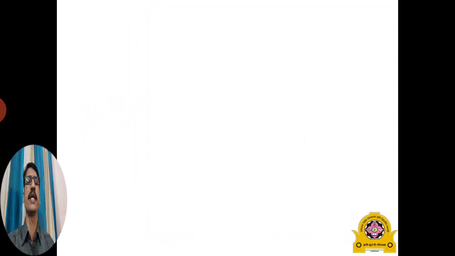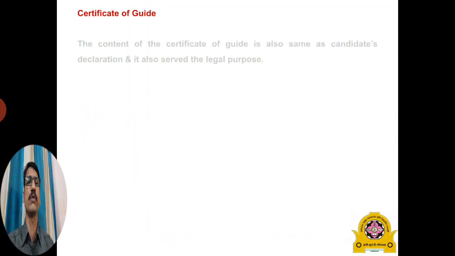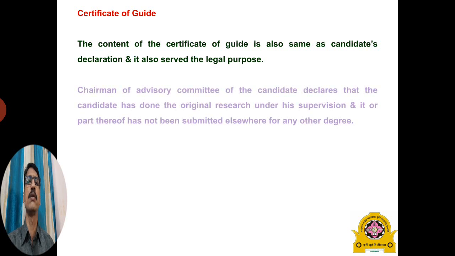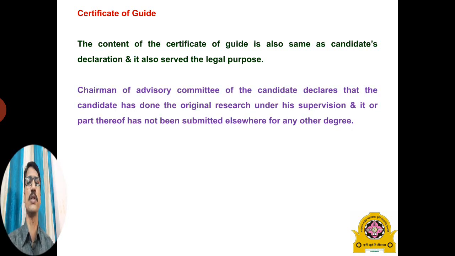Then the next certificate is the certificate of the guide. It is also an important certificate. The content of this certificate of the research guide is also as the candidate declaration, and it also serves a legal purpose. Means the candidate certificate and the guide certificate both have legal implications, and they are legal documents in the thesis. You remember this point.